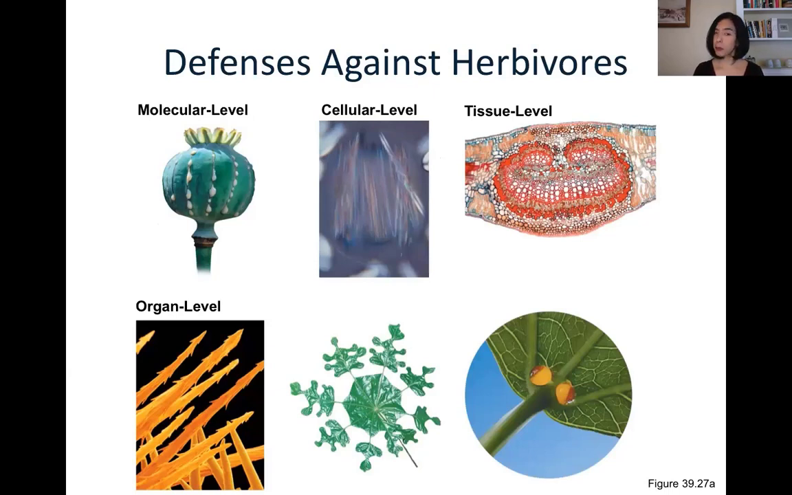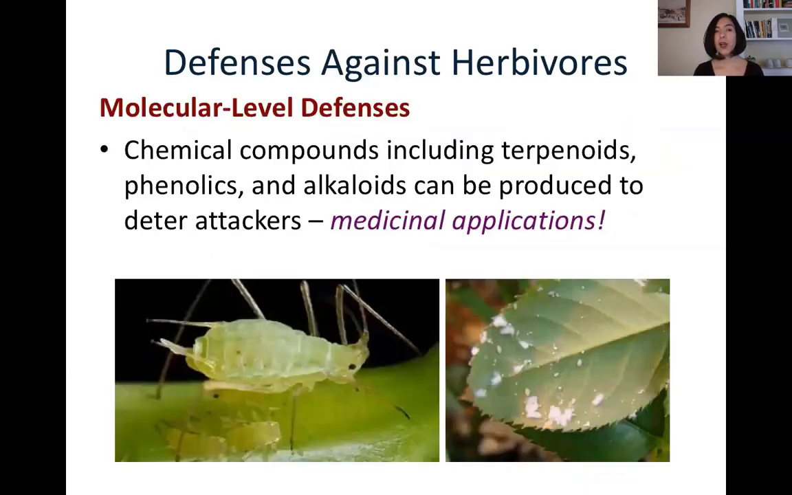One is at the molecular level, at the cellular level, tissue level, organ level, and population and community level as well. For the molecular level defenses, we can think of plants that produce different compounds, and these usually involve terpenoids or phenolic compounds, and in other cases alkaloids, and they can deter attackers from eating or from sucking the sap of the plant.